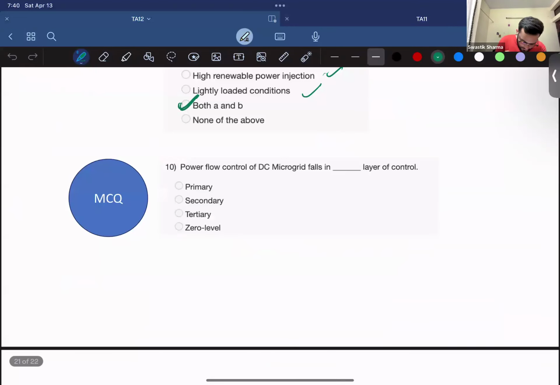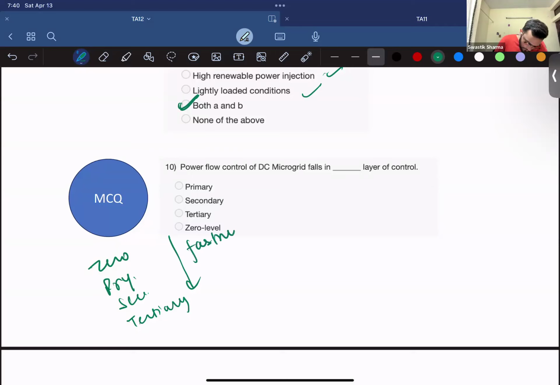So, the tenth is from last week. At what layer of control does power flow control fall: primary, secondary, tertiary, or zero level? Always remember zero, primary, secondary, and tertiary; the fastness decreases. So power flow control, is it a fast-acting control? What do you think?